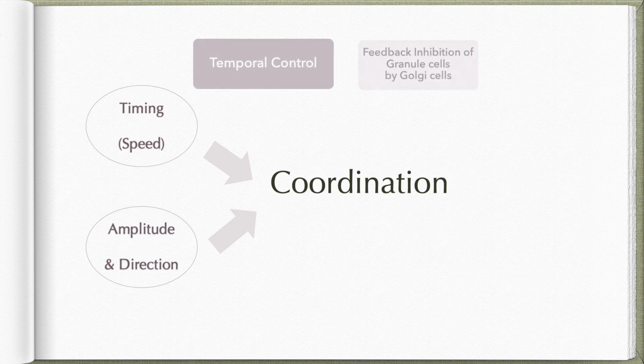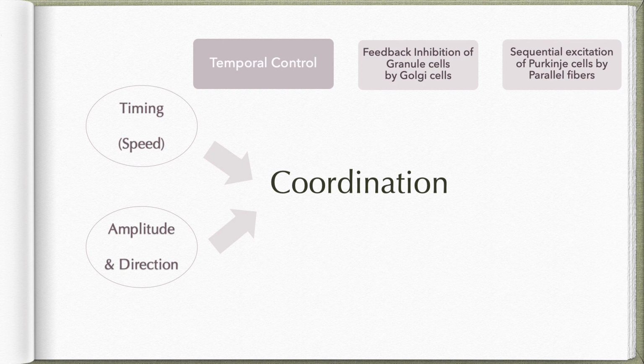Cerebellum exerts temporal control through two mechanisms. The first one is the feedback inhibition of the granule cells by the Golgi cells. Second one is the sequential excitation of the Purkinje cells by the parallel fibers. As we know, once the parallel fibers reach the molecular layer, they bifurcate into two branches. Each branch will then go on to excite or make synapse with 500 to 1000 Purkinje cells in a row. So the first few Purkinje cells are excited much earlier than the last few in the same row.